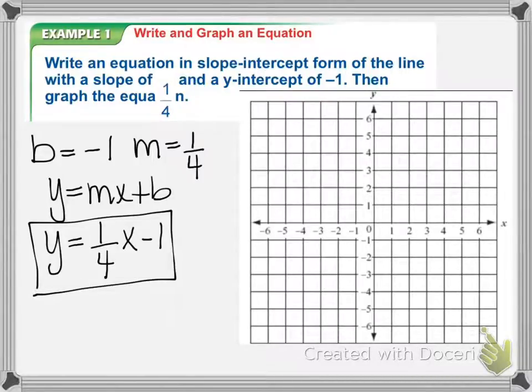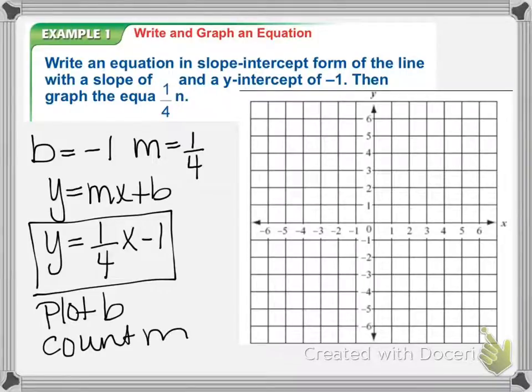Now we have to graph it. Basically, you plot b, and then starting at b, you count the slope. Okay, so here's what that looks like. So b is -1. So that is right here on your graph. So plot b. Now, starting at b, you're going to go up 1 and right 4 because we have a +1 and a +4. So starting at -1, I'm going to choose a different color here. Okay, you're going to go up 1, and then you're going to go right 4. So 1, 2, 3, 4. And then that's where you are going to put your second dot. Okay?